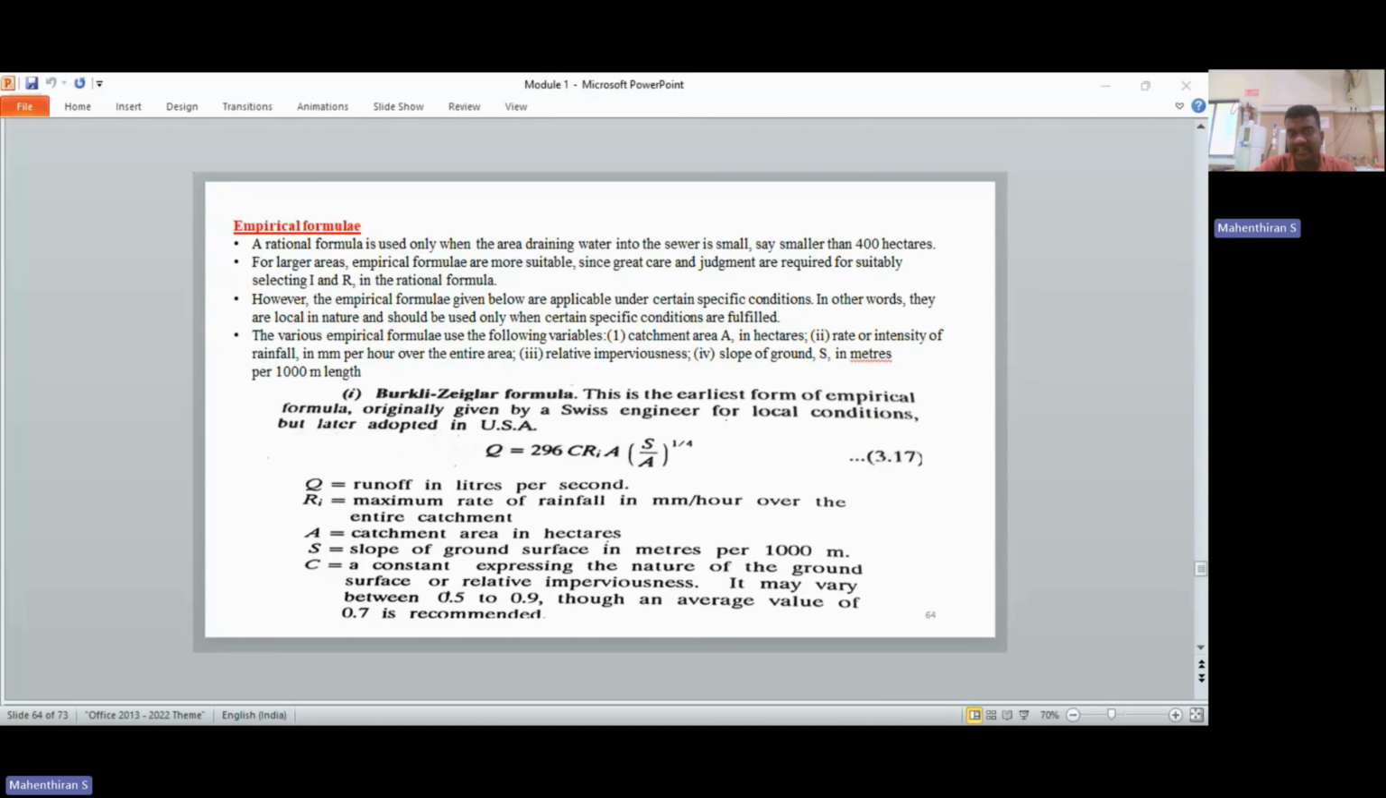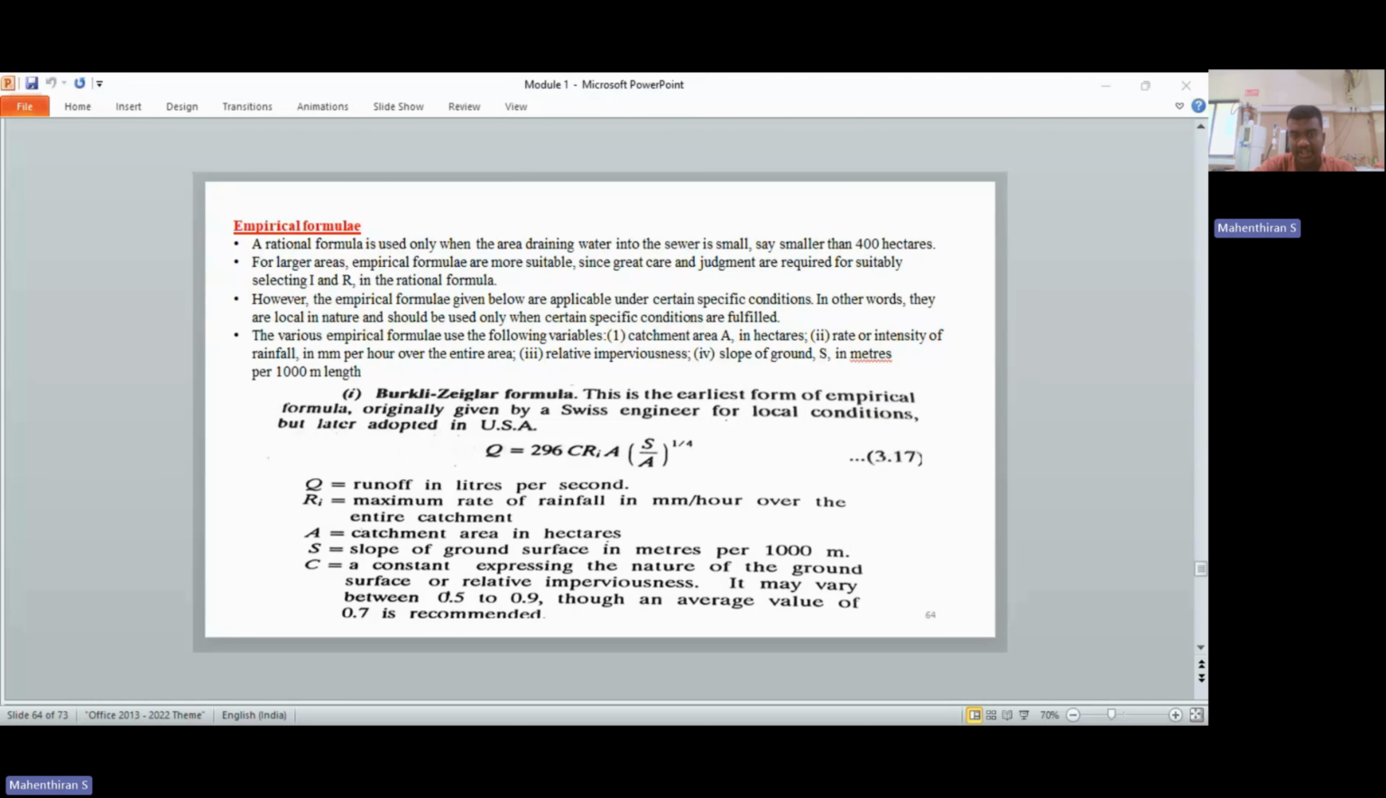A rational formula is used only when the area draining water into the sewer is small. You can tell that it is smaller than 400 hectares. You may recall the rational method which we have discussed earlier, that is Q is equal to CIA. It is simple as well as theoretically sound, but it has a limitation.